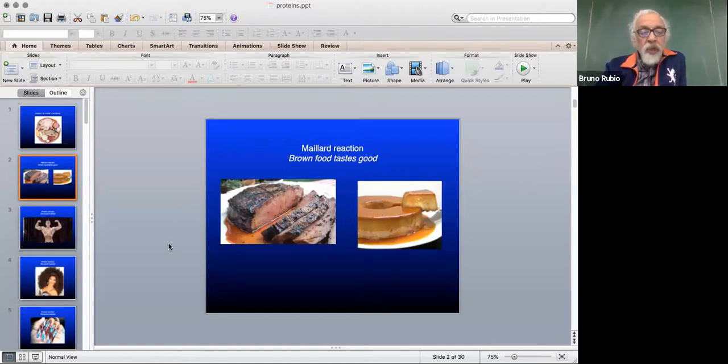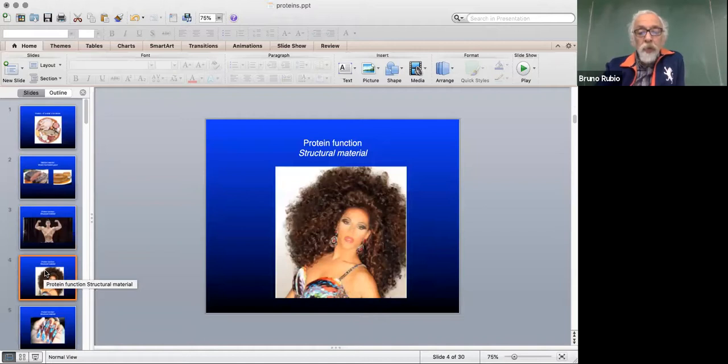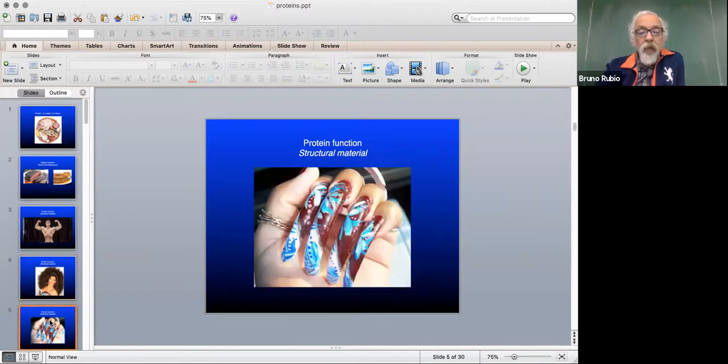So let me show you some pictures of some of the structural roles that proteins play. Well, it's structural material. All your muscles are made out of protein. Most of the soft tissues of your body are made out of protein. Your hair, well, that's protein, right? So this lady has a very nice head of hair. Wonder if it's real. But hair is made out of protein as well. So that's protein as a structural material.